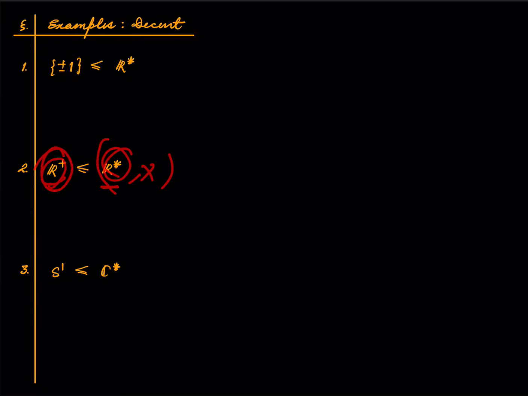The positive reals are also a subgroup of R star, which is a group under multiplication. This is a subgroup because if you multiply two positive reals, you get a positive real. And if you invert a positive real, you again get a positive real. So it checks out. This is a subgroup.